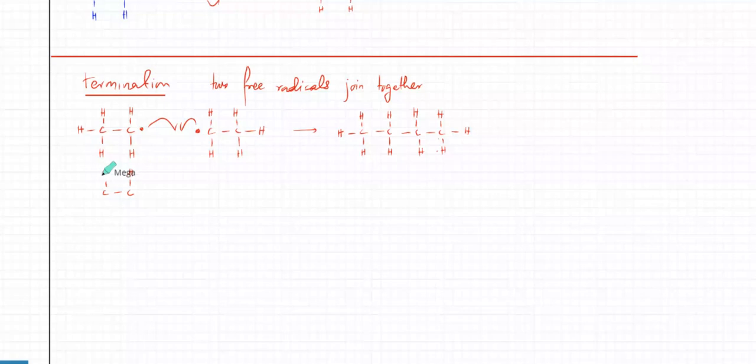You could have somewhere in the middle, a radical with two Cl's or three Cl's substituted. And there could be another Cl radical and they could just join up together. And when they join up, they would form another chlorine substituted molecule, which is going to be this one. It's going to be CH2 and Cl.